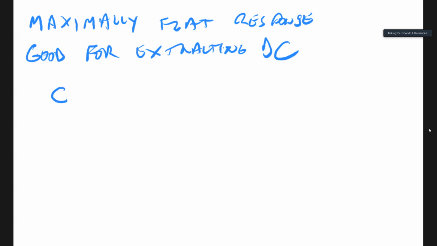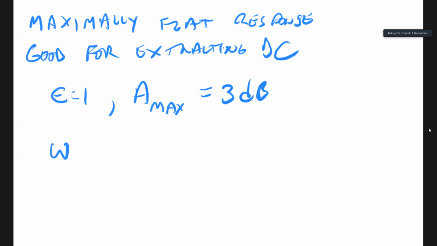Okay. If we set epsilon to 1, then you can find that A max is the normalized 3 dB point, and omega sub p is what we call the 3 dB bandwidth at the edge. So that's at the edge of the stop band. So let's take a look at that.